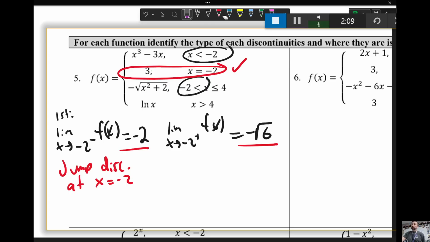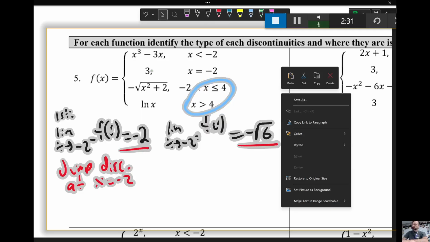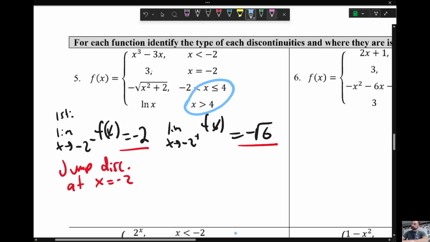Okay, the other part that I'm concerned about, though, because it says find all of them, is at 4. So just because these two naturally are continuous on their own, the y value of this at 4 and the y value of this at 4 could be different, and it could be another jump. So I've got to test that also. Okay, I messed that up. That's okay.